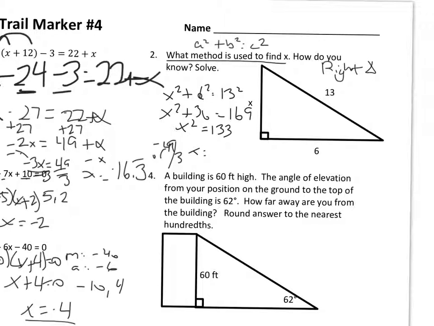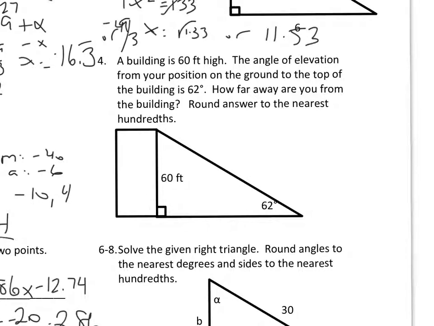Subtract 36 from both sides, I get 133. You could leave it as the square root of 133, or you can get 11.53. Okay, a building is 60 feet tall. It's already labeled for us.